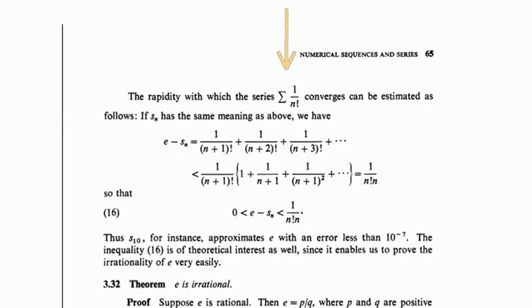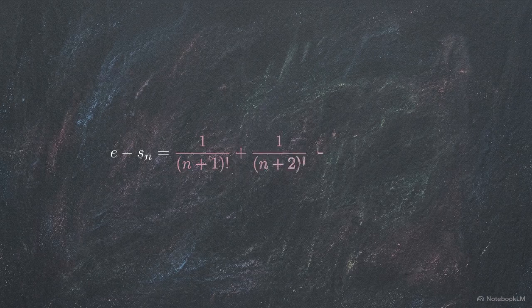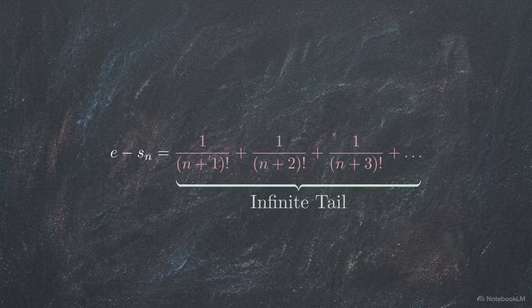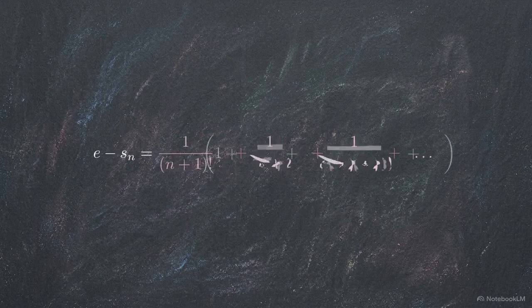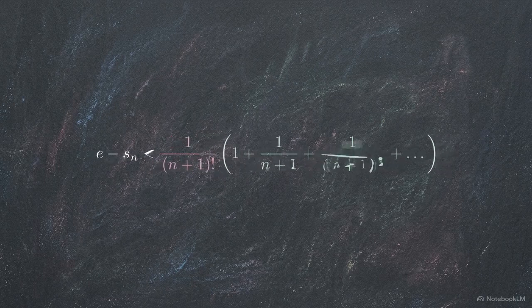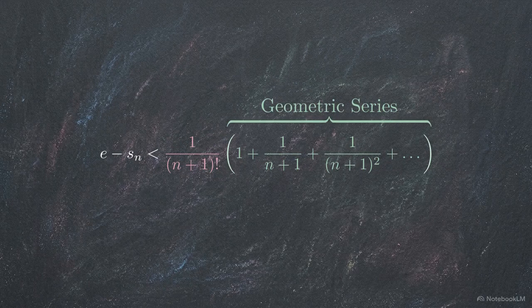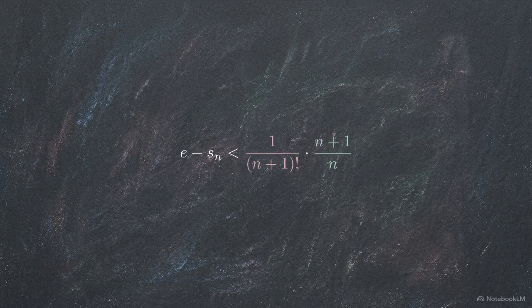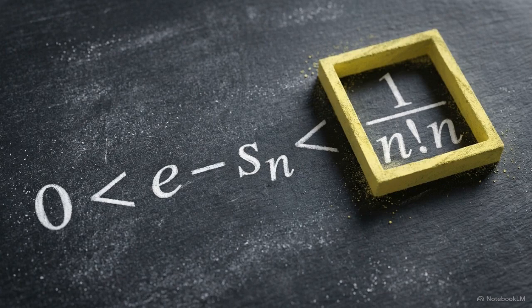Because the series converges so rapidly, we can calculate precisely how close finite terms get us to the true value of e. We do this by looking at the remainder, the difference between the true value e and our partial sum, s sub n. The remainder is simply the infinite tail of the series we haven't added yet. To simplify it, we can pull out the very first term of that tail, 1 over n plus 1 factorial. What's left inside the brackets is smaller than a standard geometric series. When we sum that geometric series, the entire expression condenses. The distance between our partial sum and the true value of e is strictly less than 1 over n factorial times n. This error bound is remarkably tight.